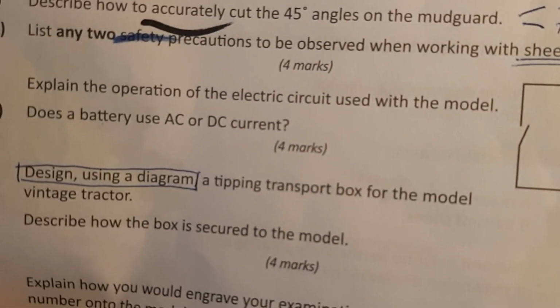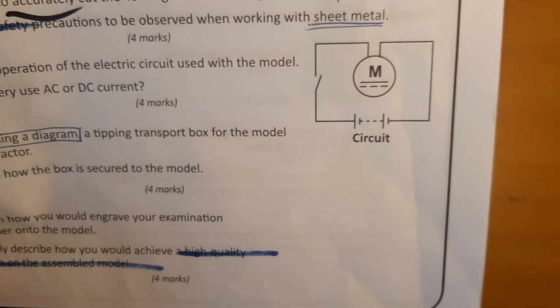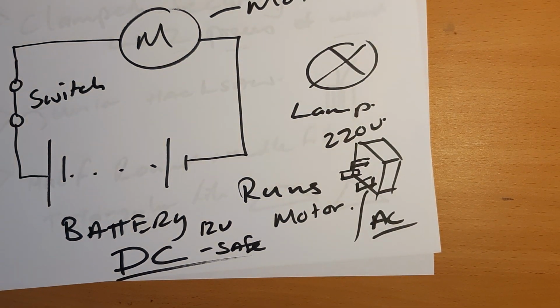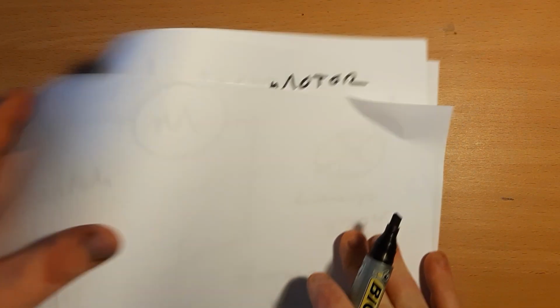The next thing is the design question. Again, I went through that yesterday. And the last thing, explain how you engrave your examination number onto the model. Some people answer this well, and how you get a high quality finish on the assembled piece. This is answered quite well. So how would you engrave your examination number onto the model? That gets engraved on the mudguard.